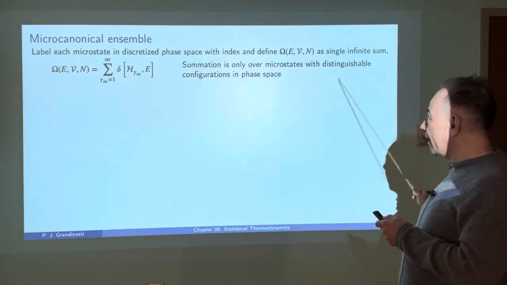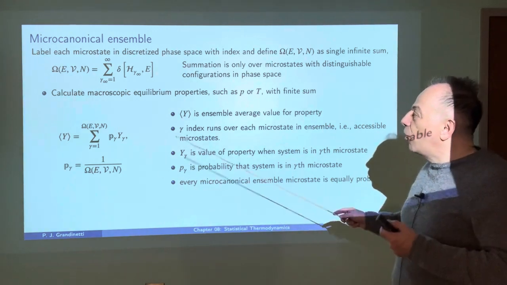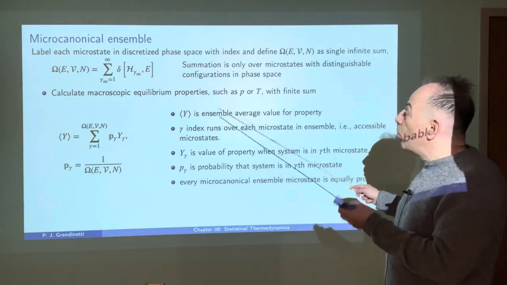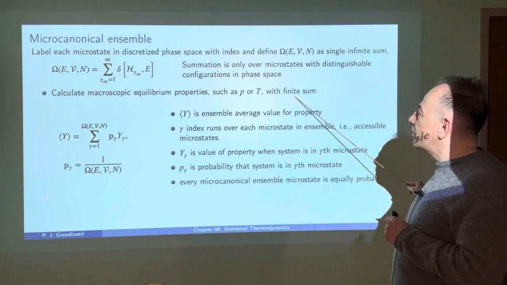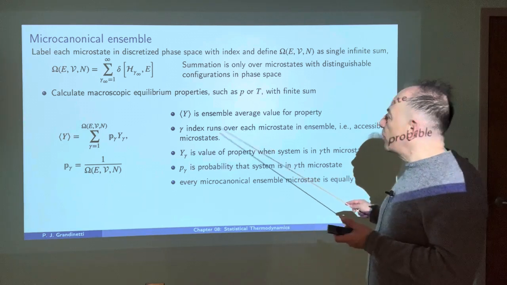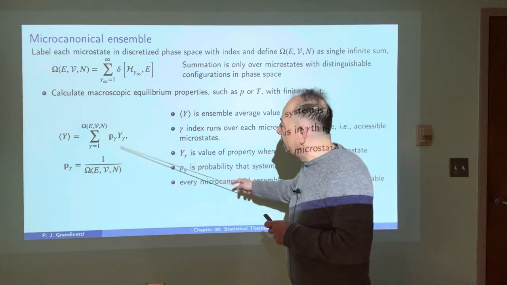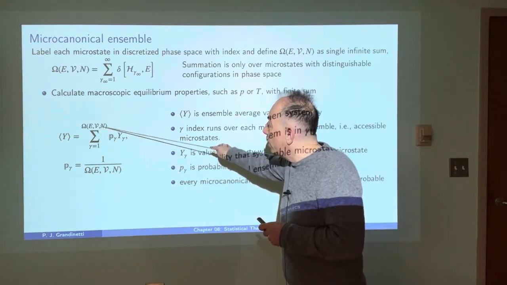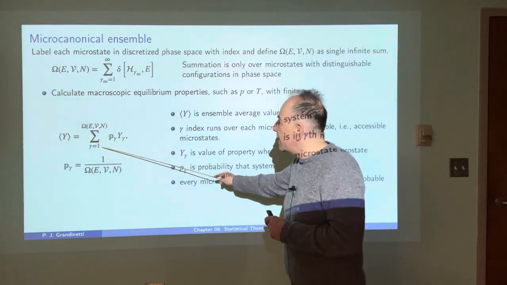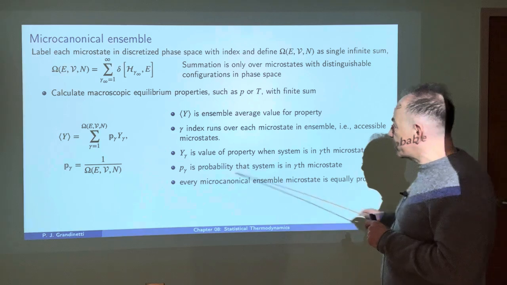Now this is an infinite sum, but once I know this number, I can do a sum over only those cells which are consistent with the total energy. And then once I know those cells, I can calculate the equilibrium properties of any thermodynamic property of the system. In other words, if I wanted to calculate some ensemble average over all these possible cells, I can just take a summation, and now my summation is only over the cells on the hypersurface that's consistent with the total energy, and gamma runs over the accessible microstates.